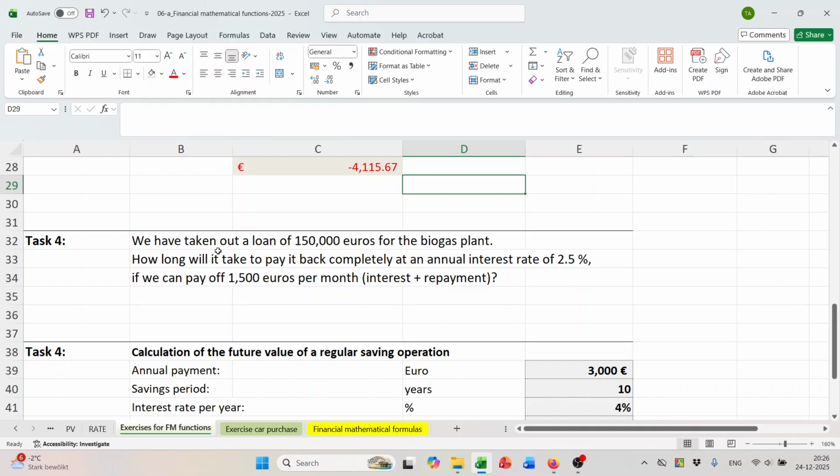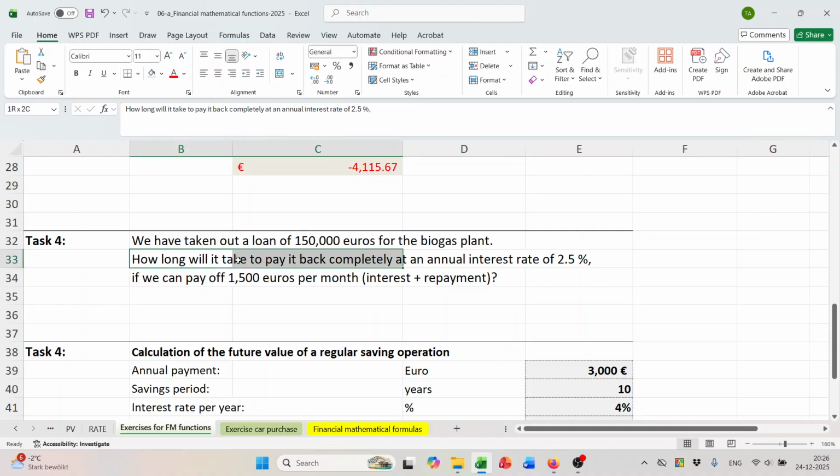Then task 4: we have taken out a loan of 150,000 euros for the biogas plant. How long will it take to pay it back completely at an annual interest rate of 2.5% if we can pay off 1,500 euros per month? So how long will it take? That means the time period is asked, so we have to calculate the NPER, that means the number of periods.